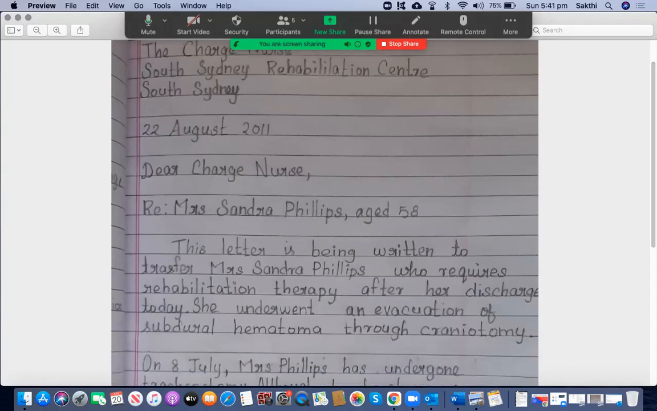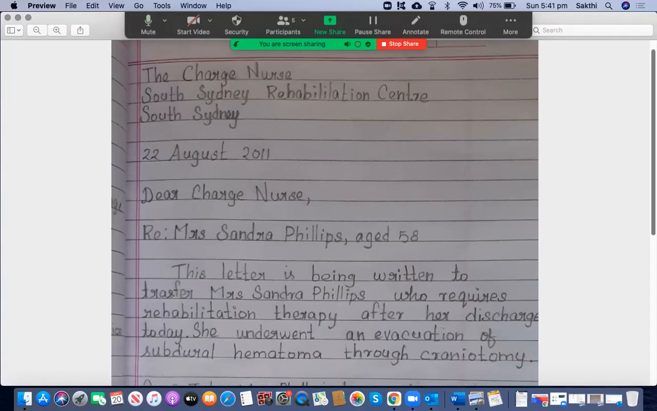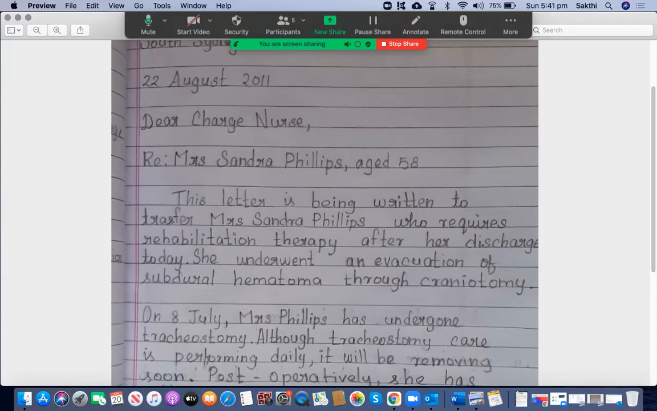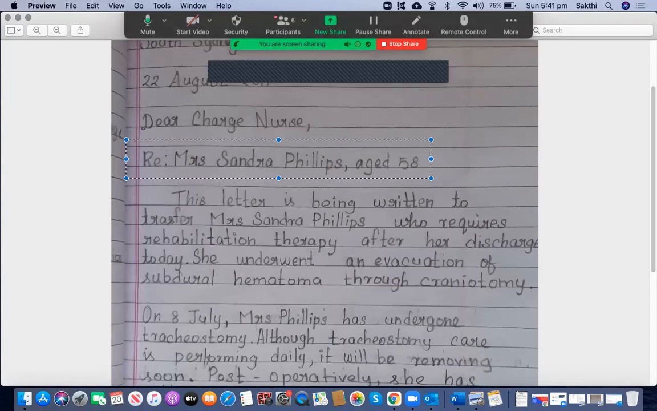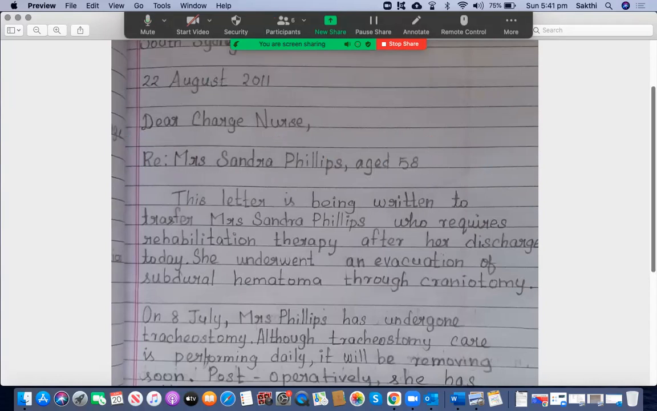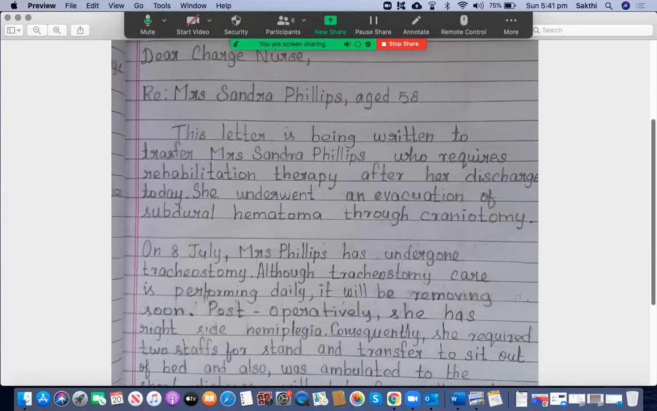All right, she has written "Dear Charge Nurse," comma. That's good because that's the designation of the addressee. I'm happy with that. She has written the reference details of the patient, which is regarding Mrs. Sandra Phillips, aged 53. So that's good as well. This letter is being written to transfer Mrs. Sandra Phillips, who requires rehabilitation therapy after her discharge today. Perfect. So the first sentence is really good without any mistakes. I'm very happy for that.